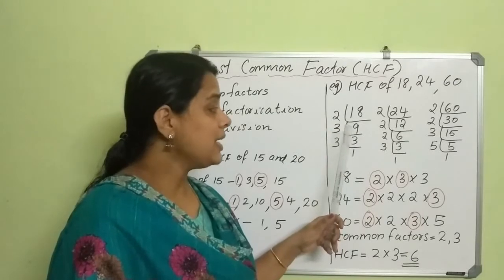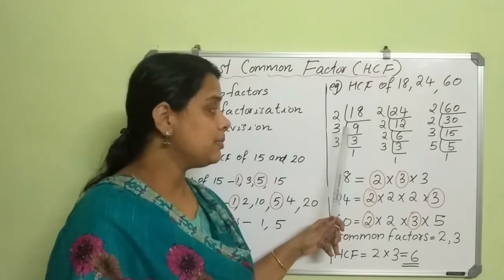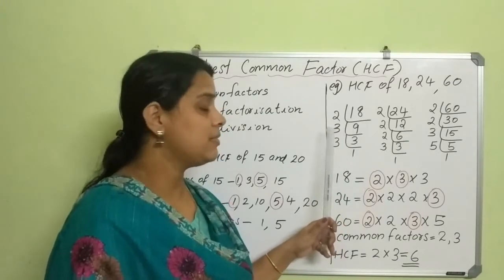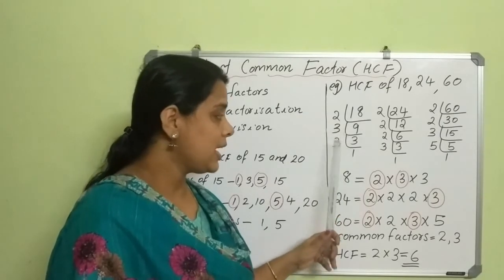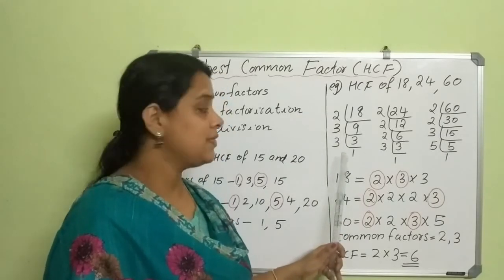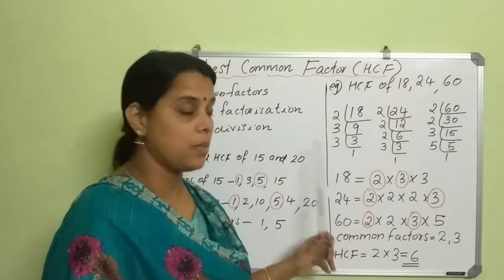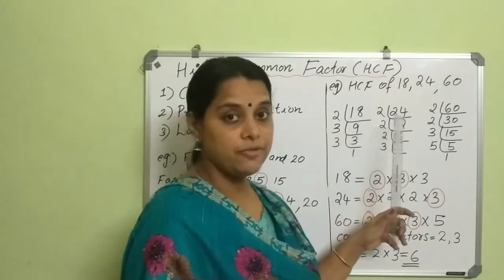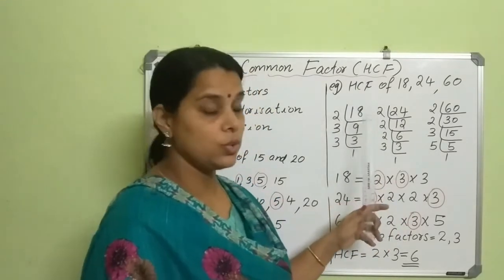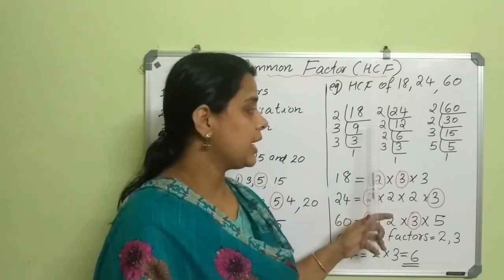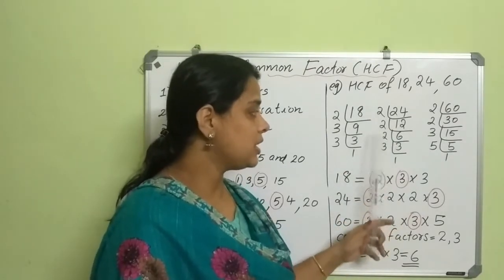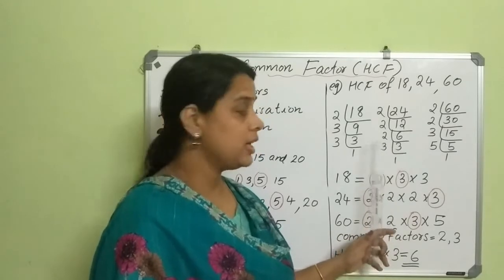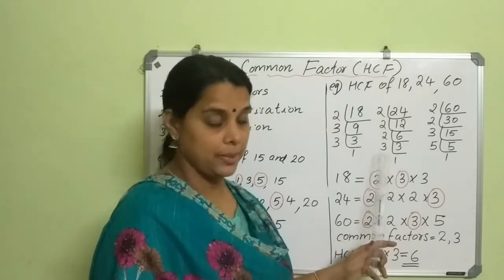Then 9 is divisible by 3. It's not divisible by 2, we know. So we can divide by 3, that is 3, again by 3. Last we will get the quotient 1. We can stop. Now it's 24. Start with 2. 12 2s are 24. Again by 2. 6 2s are 12. 3 2s are 6. Last 3 divided by 3, the quotient will be 1.